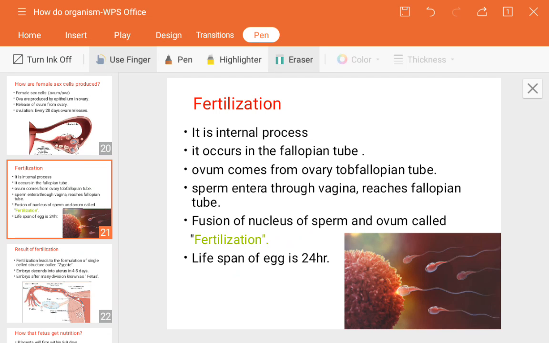So in the image you can see a number of sperms are there, but only a single one can reach inside and fuse with the nucleus, and only then does fertilization take place.